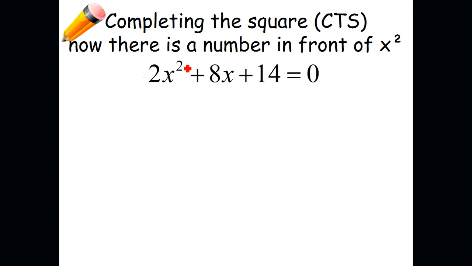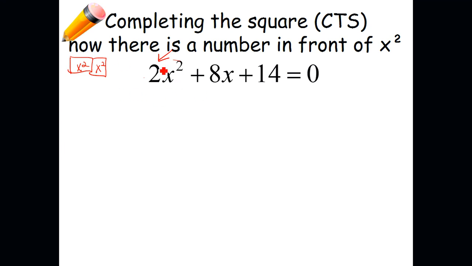Now notice I have 2x squared plus 8x plus 14. This one I can't complete the square, ladies and gents. This is very important. Unless the x squared term has just a 1 in front, we can't have a 2 there. Because if I had 2 of those x squared pieces and I put them like this, I can't make a square with that. That's too rectangular. I can't build a square around that.